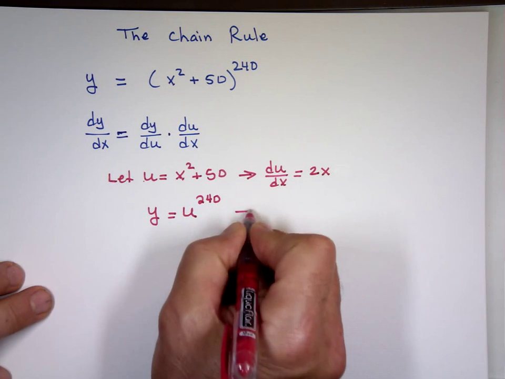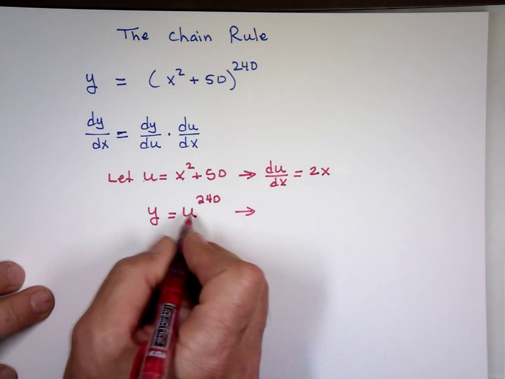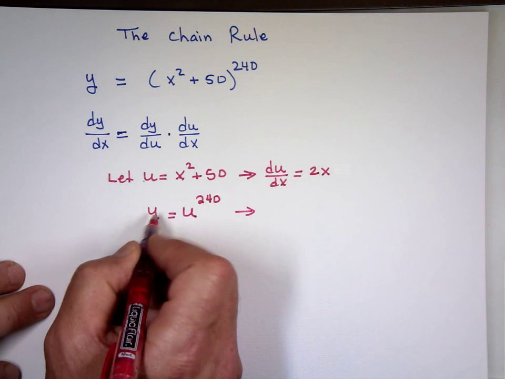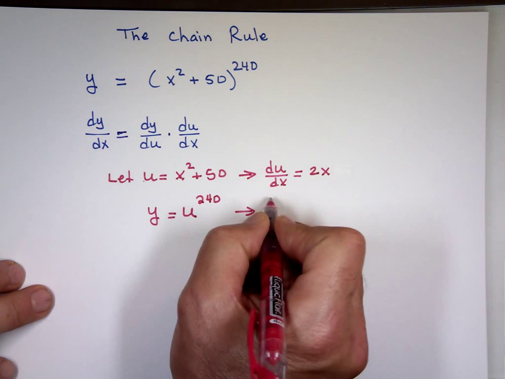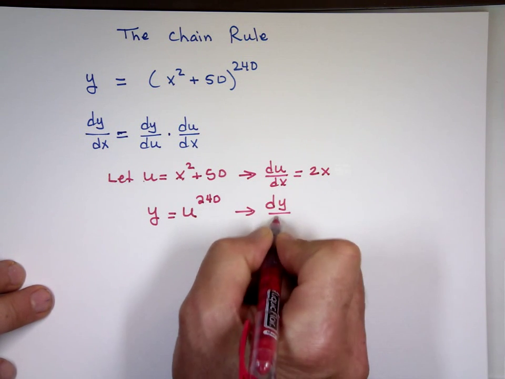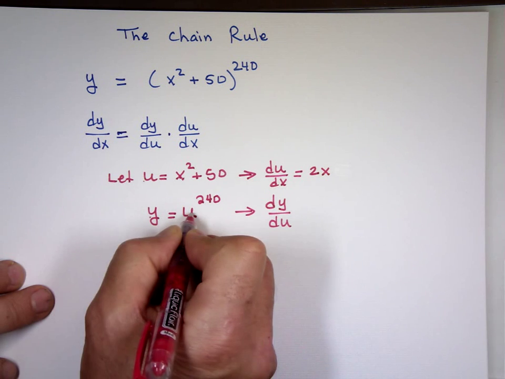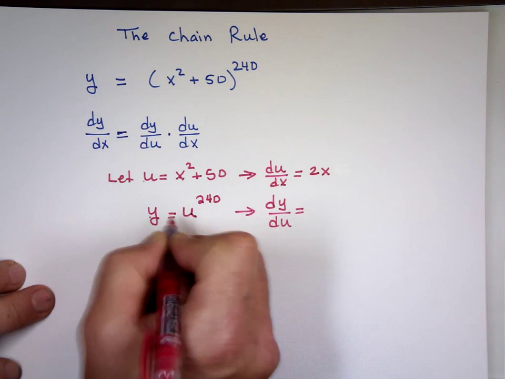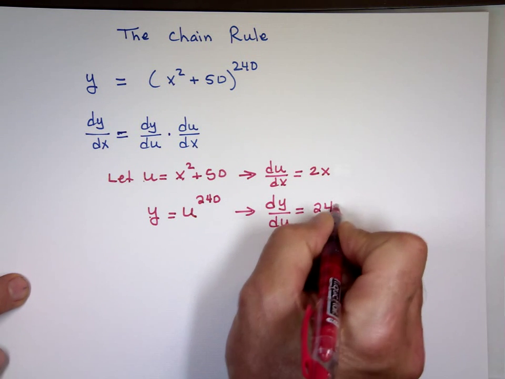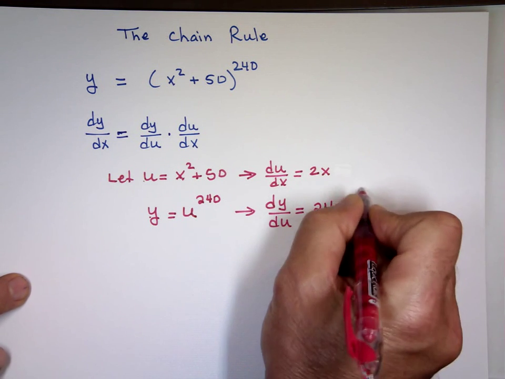What's the derivative of this? It's y equals, instead of x to the 240, it's u to the 240. So the derivative will not be called dy/dx, it will be called dy/du. It's this with respect to this. And just like if this was x to the 240, you move the power to the front and you subtract 1 from the power.